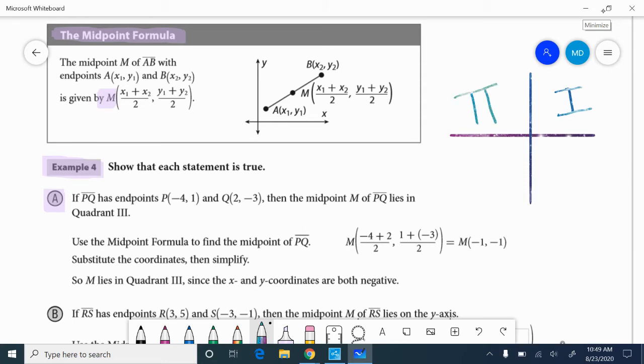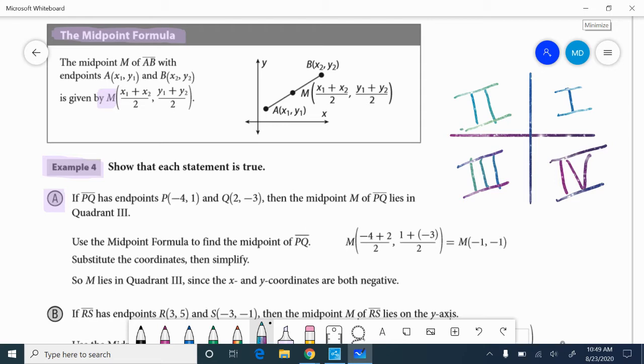Quadrant 2 is here. Your X's are negative in quadrant 2 and your Y's are positive. Moving around, we're moving counterclockwise. Quadrant 3. Here, both X and Y coordinates are negative. And our last quadrant, quadrant 4, here our X is positive and our Y's are negative.